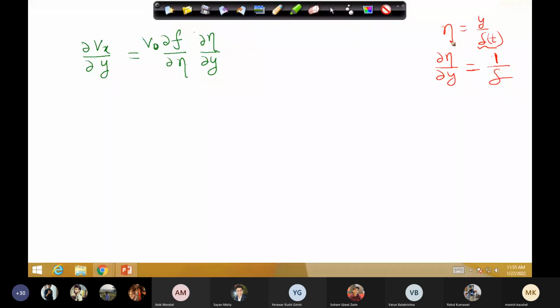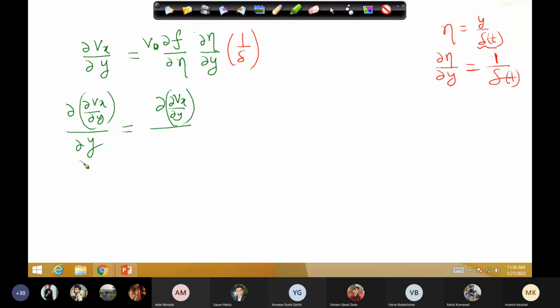But whereas you are differentiating with respect to y, so this 1 by delta is constant. Differentiation of y is 1. So 1 by delta. Of course, delta of t is hidden here, I will just write delta. Right. So this is the first derivative, but we are interested in the second derivative. So how are we going to write it? We want dou of dou vx by dou y, we can write it as dou of vx by dou eta into dou eta by dou y.